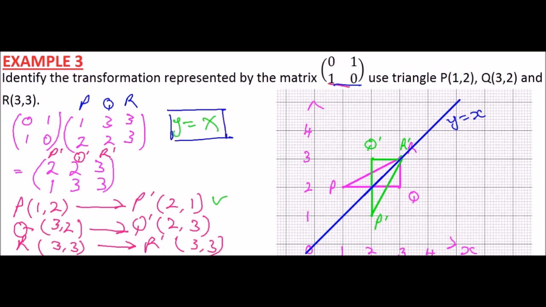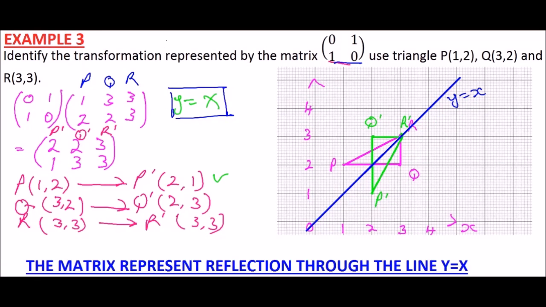Let's conclude. In my conclusion, I will say that this matrix 0, 1, 1, 0 represents a reflection through the line y equals x. So that brings us to the end of our lesson, and I hope you have understood what our objective was, that we wanted to show that a matrix can represent a transformation.